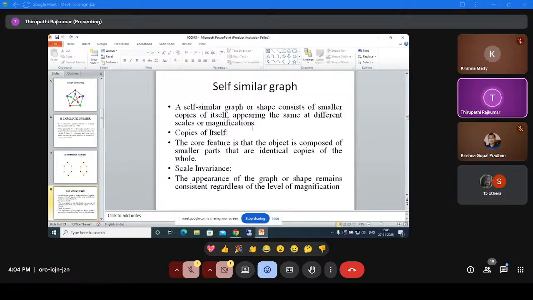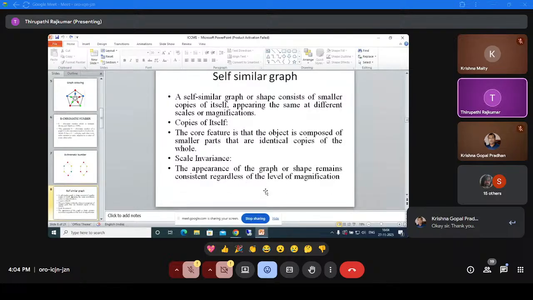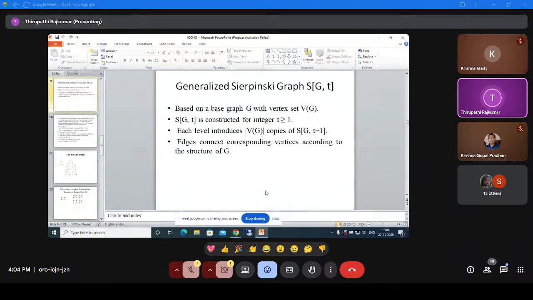Next one, self-similar graph. A self-similar graph or shape consists of smaller copies of itself, appearing the same at different scales of magnification. The core feature is that the object is composed of smaller parts that are identical copies of the whole. Scale invariance: the appearance of the graph or shape remains consistent regardless of the level of magnification. Next one, generalized Sierpinski graph S(G,t). Based on the base graph, the vertex set is V(G).